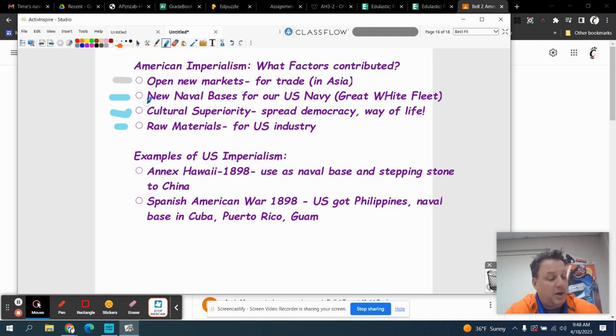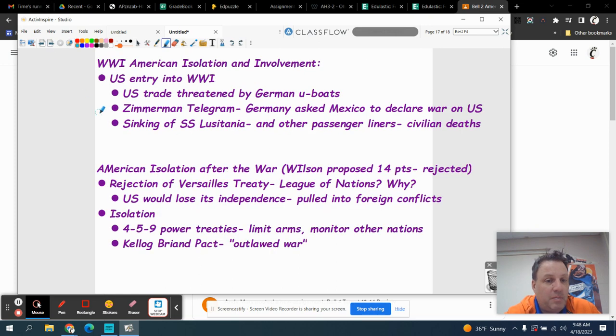Let's take a look at the next page. Okay, learning target 16, and in 16 we're talking about America's entry into World War I very briefly, and then what happened after World War I, which is a big topic, because tomorrow we'll talk about the Great Depression and World War II.